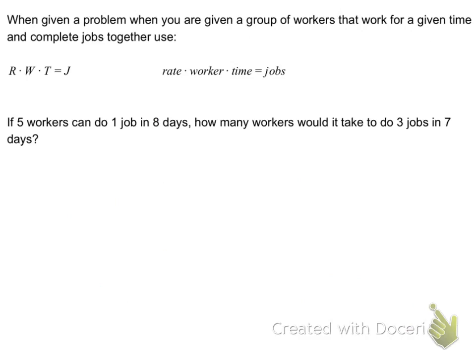Now we're going to change things up. Now we're going to be given a problem where you have a group of people working for a given time to complete jobs. So now we have a rate, worker, time, job problem.